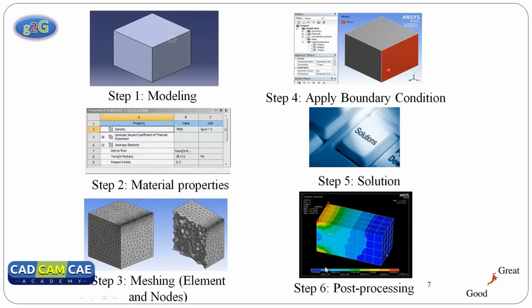The analysis has been carried out over the block. So step number 1 is to prepare the model. Step number 2 is to apply the material properties. Step number 3 is the meshing, that is dividing the body into a number of parts. Step number 4 is to apply the boundary condition, that is to fix a face while the force is applied over another face. Step number 5 is the solution. You can simply click on solve and solve the pre-processing parameters.